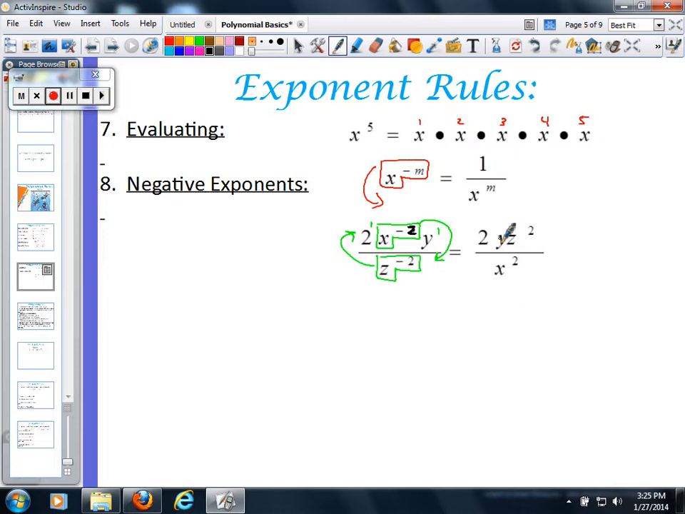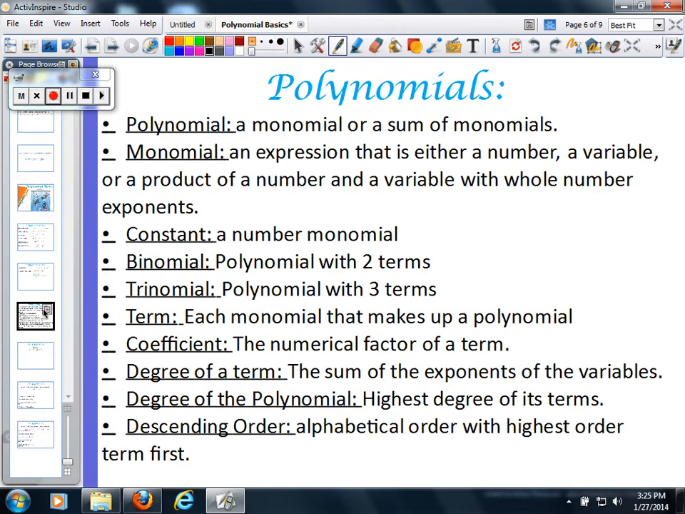Okay? So that's a quick rundown of the exponent rules. The definitions we're looking for are polynomial, monomial, constant, binomial, trinomial, term, coefficient, degree of a term, degree of the polynomial, and then the last one is descending order. And those are going to come into play in the 3 examples we're doing and on your worksheet for tomorrow. So go ahead and pause it here, get all this written down, and that'll work.